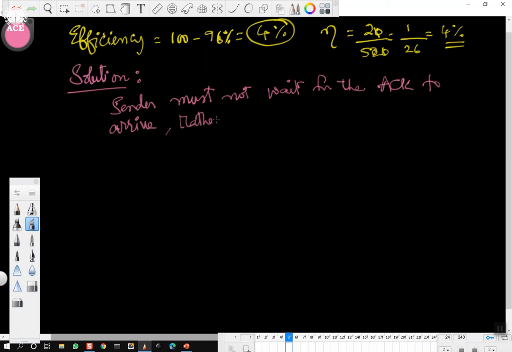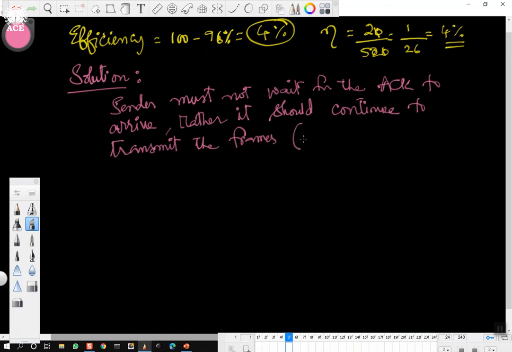Rather, it should continue to transmit the frames, say W frames, where W is the number, until the first acknowledgement arrives. Until the first acknowledgement.